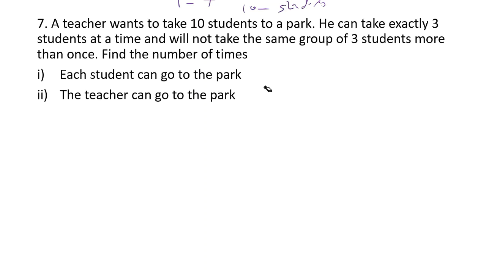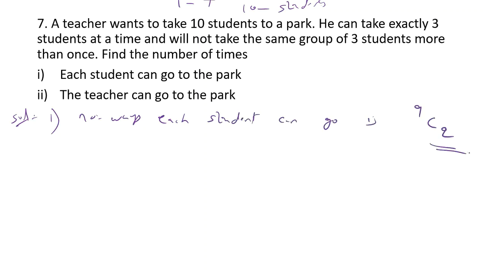So the number of ways each student can go is 9 choose 2. Why do we have 9 choose 2? After removing a particular student, the total number of students is going to be 9, and the teacher is fixed and you are fixed to go to the park. You have to select 2 more people. You can select those 2 more people from 9 people in 9 choose 2 ways.